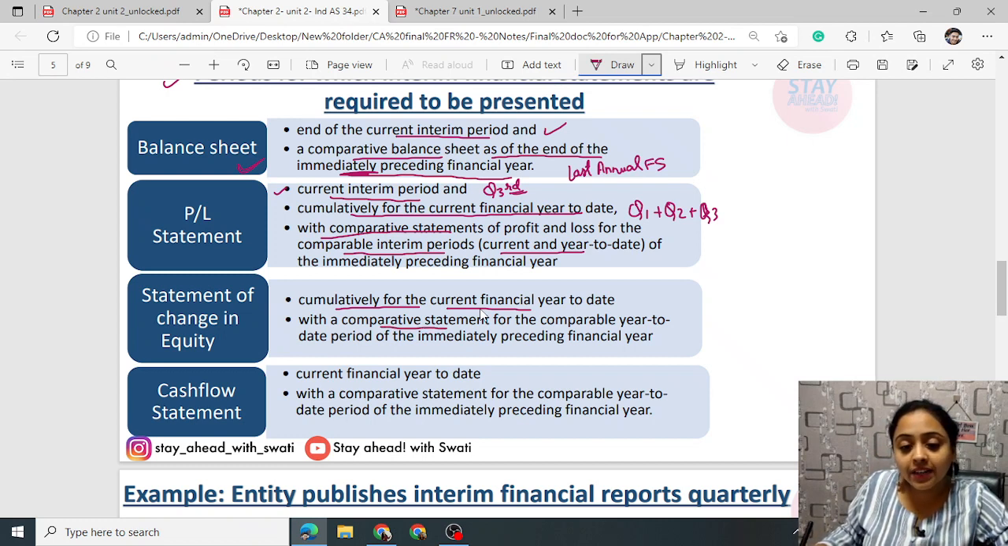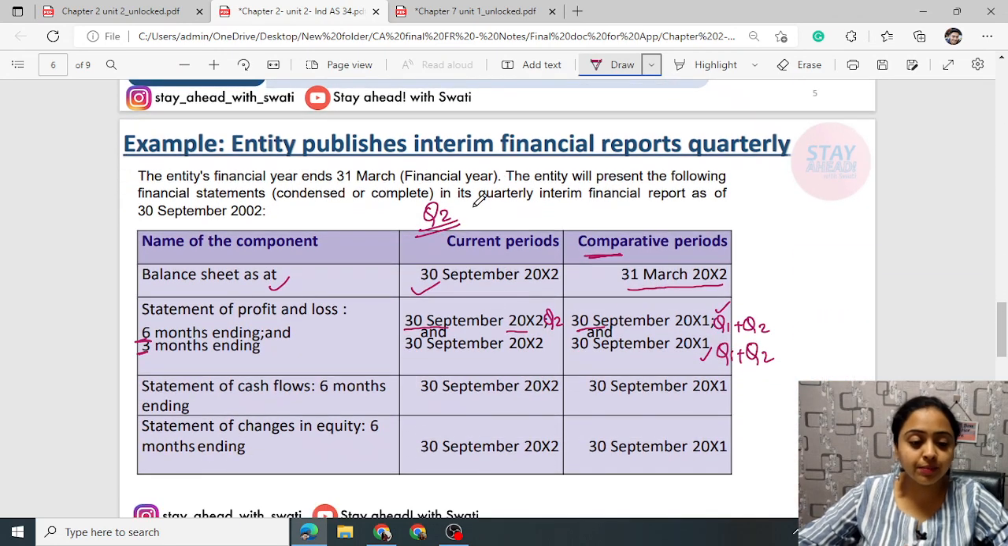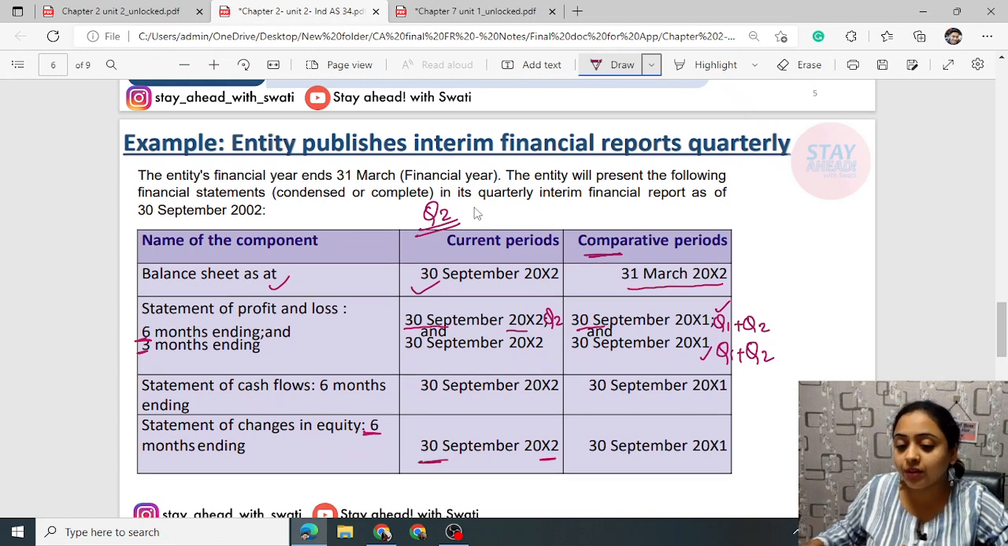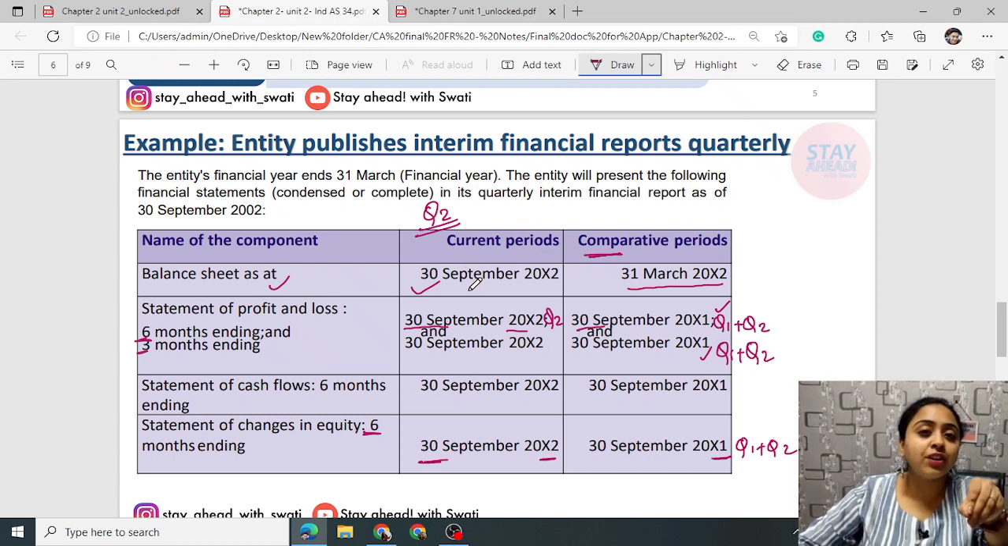With a comparative statement for the comparable year to date period of immediately preceding financial year, you have to present the comparable year to date period, okay. See, statement of change. For example, if you talk about 6 month ending, then 30th September 2022 and 30th September 2021. This is all cumulative. Cumulative means quarter 1 plus quarter 2. Wherever it is written cumulative means year to date, from the beginning of the year till the time it is being reported, the current financial period.